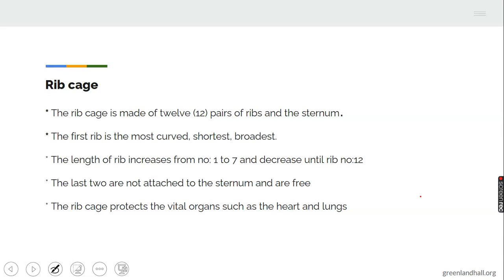Now the next part is the rib cage. We are going to look at the diagram of the rib and see the structures there. The rib cage in man has 12 pairs and the sternum. 12 pairs means 24. The first rib is the most curved, shortest and broadest.